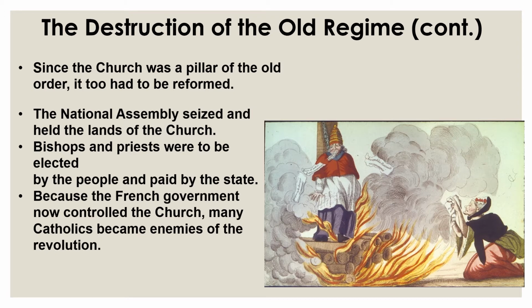Because the French government now controlled the church, many Catholics became enemies of the revolution, because it was seen by those clergy that if they agree to these terms, they are going against the will of their liege lord, or pope. Ultimately, they were between a rock and a hard place. If they accepted these terms, they could survive in France, but they would be considered excommunicated by the pope and ultimately damned. But if they didn't accept the terms of the National Assembly, then they would be considered traitors to the new French government, and they would probably be put on trial for treason and executed.